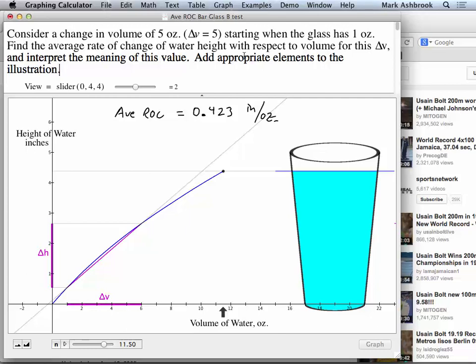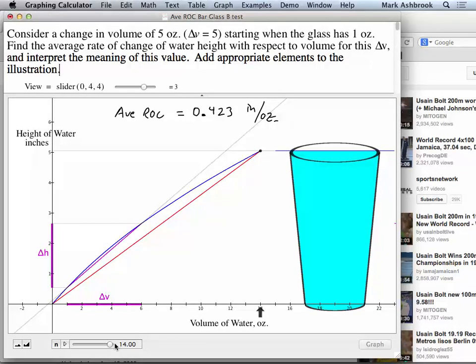Okay? So how does that average rate compare with the average rate for the whole glass that we found before? How does that average rate of change compare to the average rate over the whole glass that we found before? Yeah. It's closer to the actual graph. Okay, it's closer to the actual graph, that's true. But just comparing those two average rates.